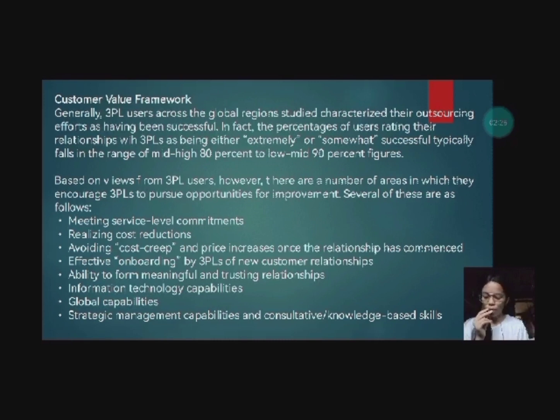So utilizing an advanced warehouse management system or transportation management system for real-time tracking and optimization. Next is global capabilities, the ability of a 3PL to provide seamless logistics solutions on a global scale. Then the last is strategic management capabilities and consultative, knowledge-based skills. So demonstrating the ability to offer strategic insight, advice, and knowledge-based solutions. So in summary, the customer value framework outlines key areas where 3PL users seek success and improvement in their relationships with logistics service providers, emphasizing factors like reliability, cost effectiveness, technology utilization, and global capabilities.